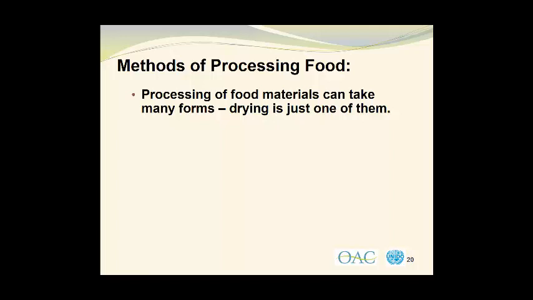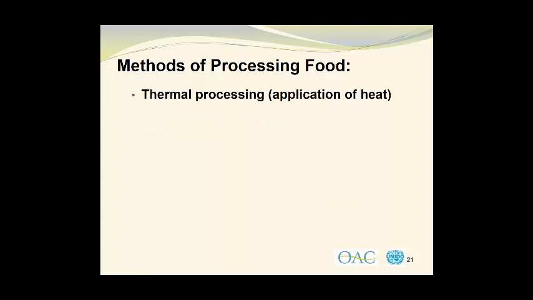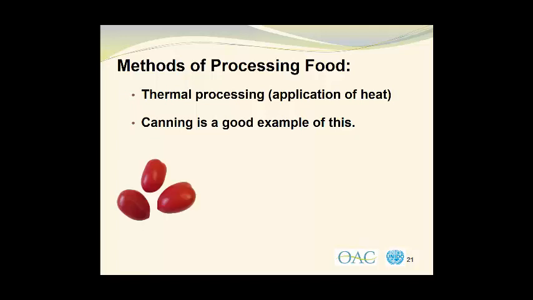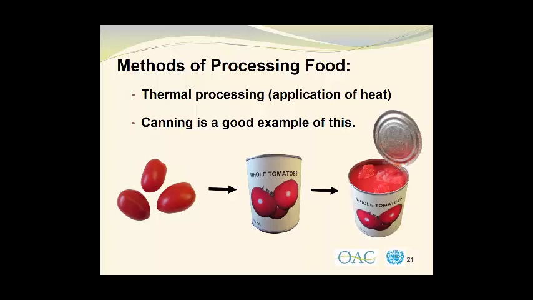Processing of food materials can take many forms. Drying is just one of them. Other methods include thermal processing, which is the application of heat. Canning is a good example of this, and we've mentioned that in a previous slide. So we take the Roma tomatoes, we can them in a thermal processing operation and deliver whole tomatoes to the consumer at a later date of very high quality and safety.